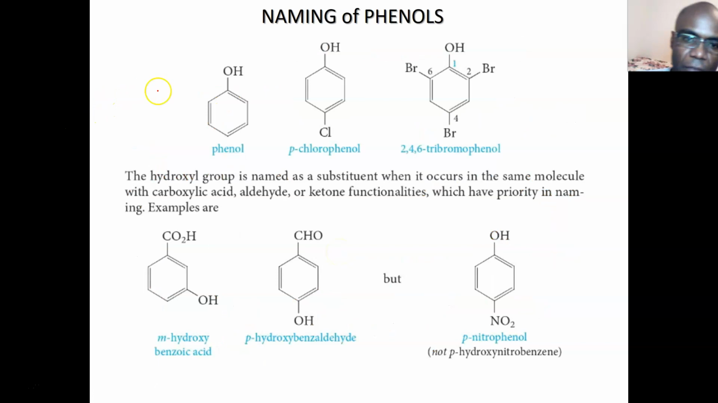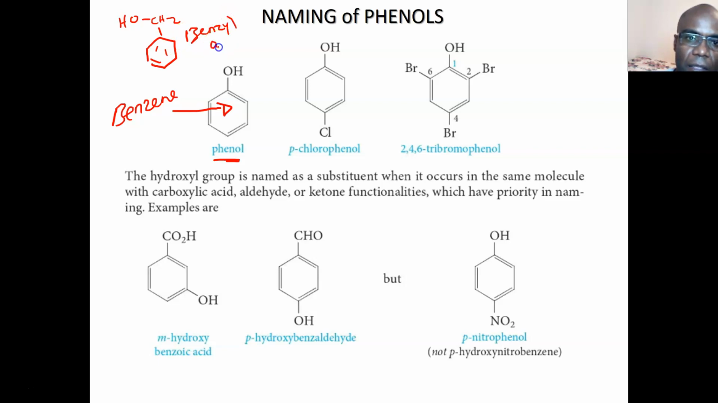All right, so when the ring is aromatic and it's a benzene and you have OH directly on it, that's called a phenol. This is not a phenol. This is the most confused structure. Students usually call this a phenol. No, we say this is benzyl alcohol.